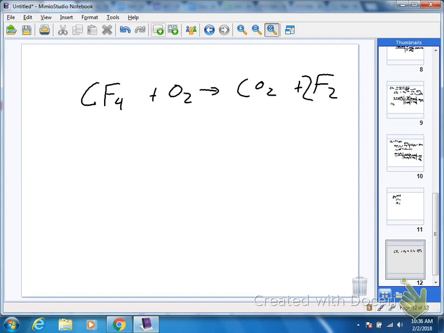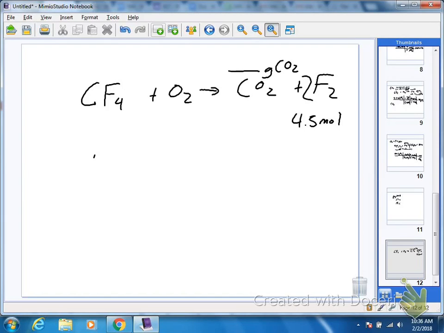Okay, the next one I'd like to do is kind of put where I'm at on this equation. So I have 4.5 moles of F2. It just shows me where I'm at, and then the question wants to know how many grams of CO2. That's what I'm trying to find.